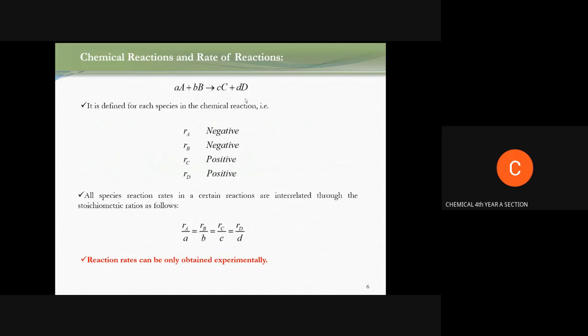So how do they put the equal symbol in it is the main term we are going to see. Okay. The reaction rate can be obtained experimentally.